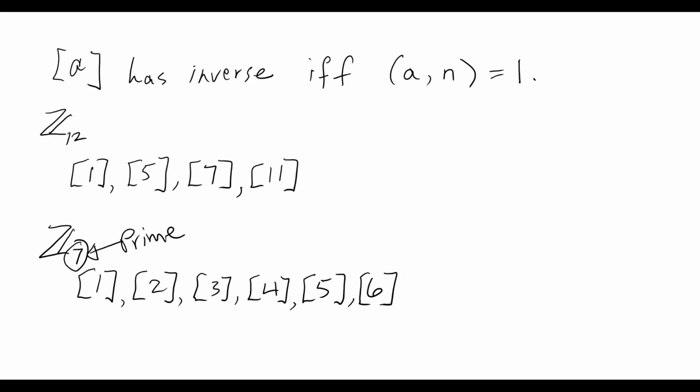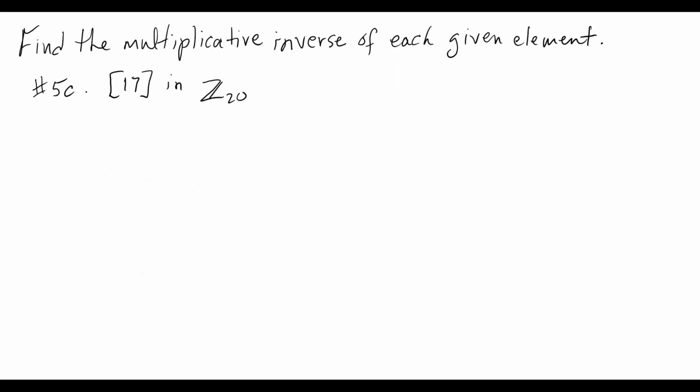We will now look for a method to find the multiplicative inverse of a given element. Let's look at the element 17 in Z20. We know that 17 has a multiplicative inverse because 17 and 20 are relatively prime. We will start off by using the division algorithm to write 20 as 17 times q plus r. In this case, 20 is equal to 17 times 1 plus 3.